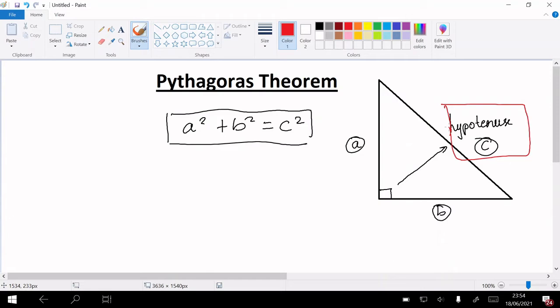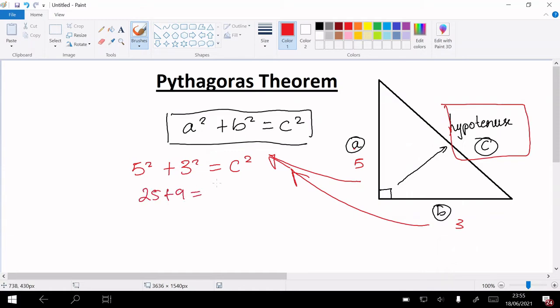For an example, let's say I have this side as 5 and this side as 3. I want to find the third side, I want to find C. So I call this A, call this B. What I do is I sub these values into this equation. That would be A, which is 5, so 5 squared, plus B, which is 3, so 3 squared, is equal to C squared. Now we can just type this in the calculator and you will get 25 plus 9 is equal to C squared. That would be 34 is equal to C squared.